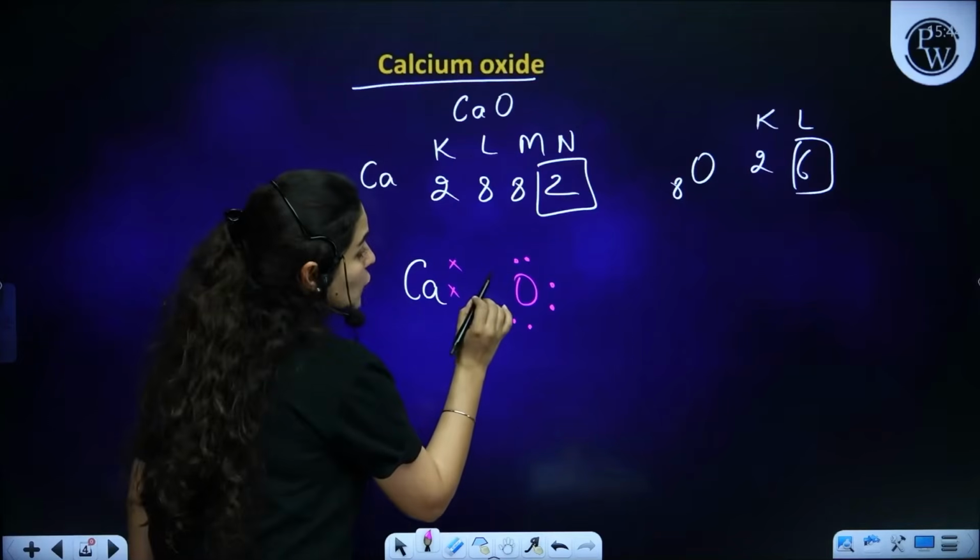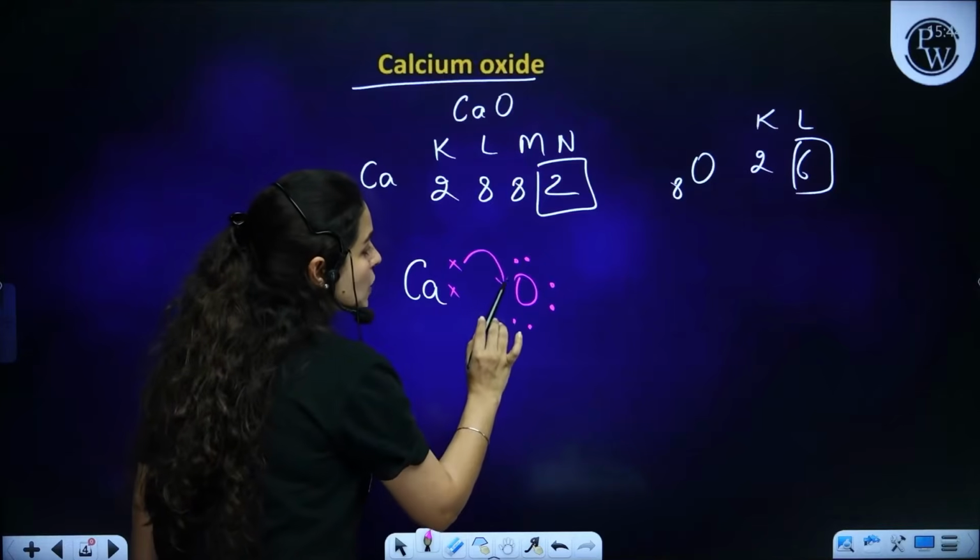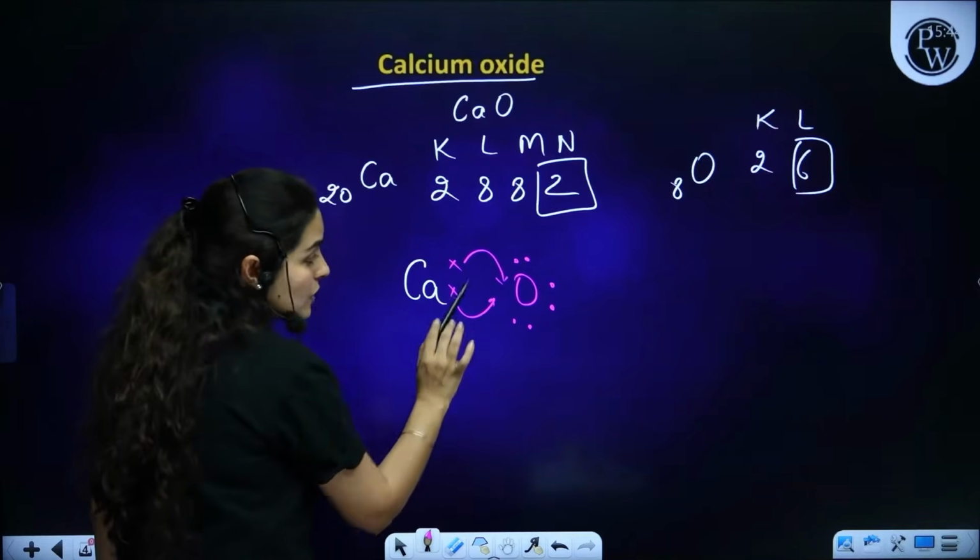Alright, so transfer of electrons, because it's a bond between a metal and a non-metal, it's an ionic bond. So the transfer needs to be shown using an arrow. This is important.